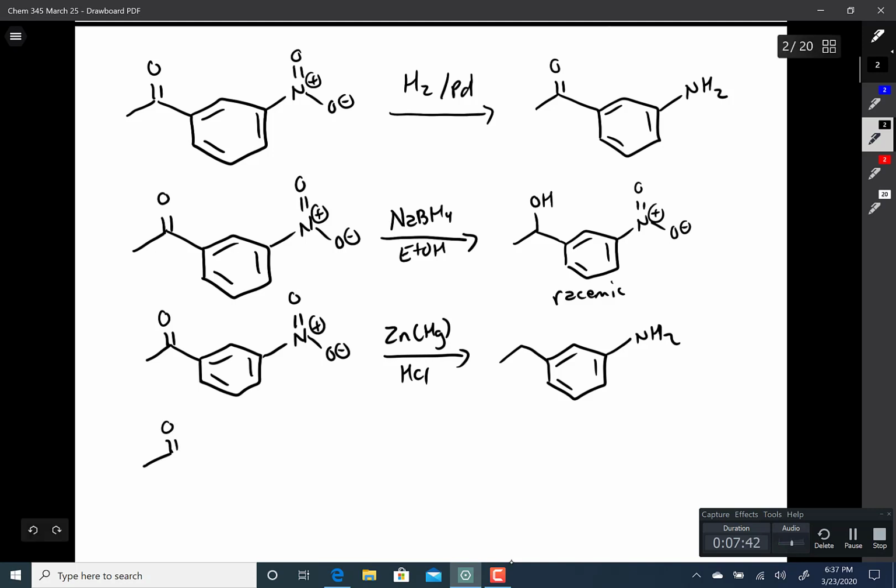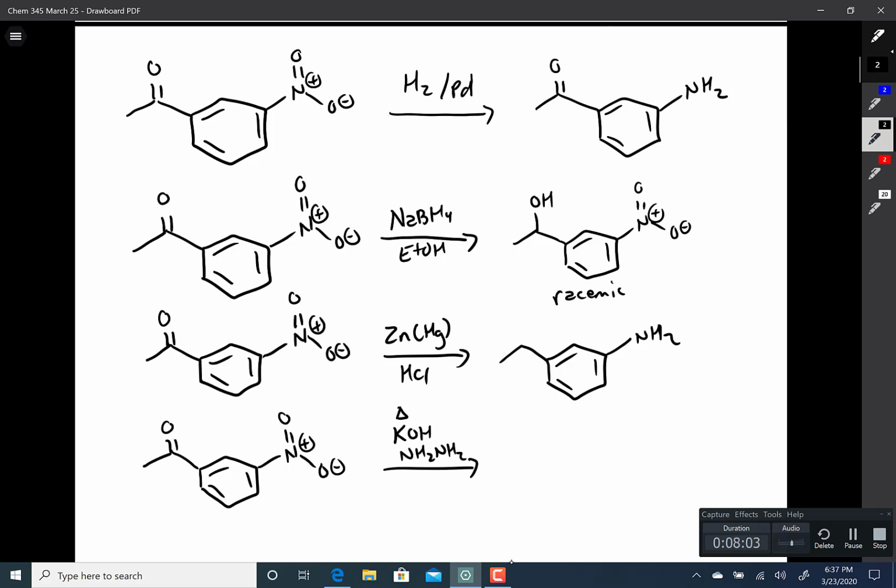The Wolff-Kishner. If you're very careful and choose the correct Wolff-Kishner conditions, and we'll just use the standard Wolff-Kishner conditions as the correct conditions, you can actually get away with selectively reducing the carbonyl and leaving the nitro group in place. It's a tough one to do, but that's a common one. So just be careful on your choice of reduction conditions.